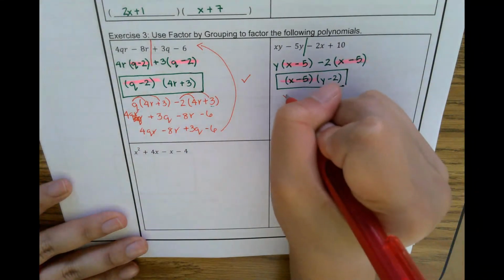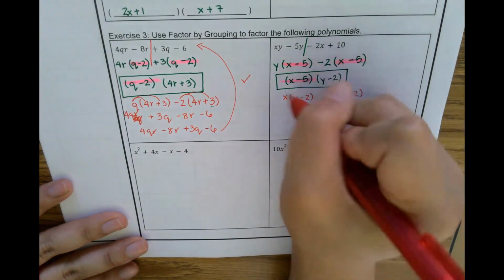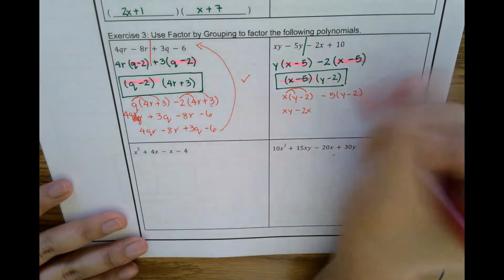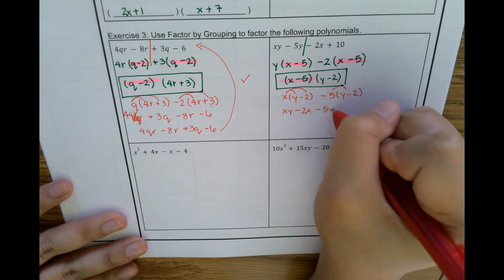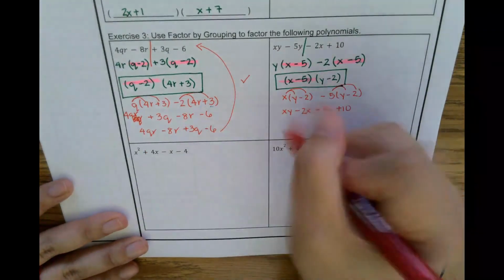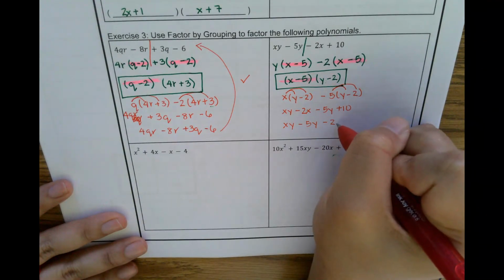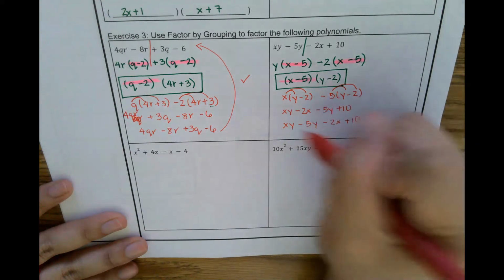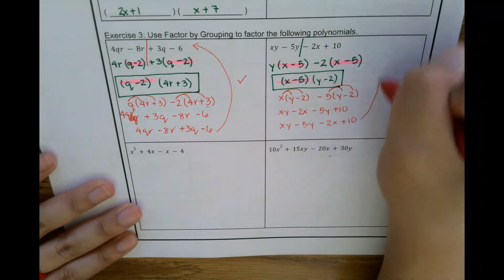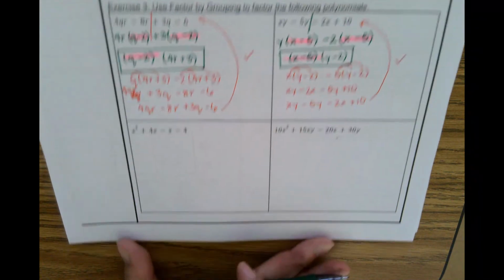So I'm going to do x times y minus 2, negative 5 times y minus 2. x times y gives me xy. x times negative 2 gives me negative 2x. Negative 5 times y is a negative 5y. Negative 5 times negative 2 is a positive 10. And really these should just switch places. So I could rewrite it with the negative 5y before the negative 2x. It doesn't change anything because of the commutative property of addition. And then I can see, oh, it matches. I did it correctly. Okay, so let's try a couple more.